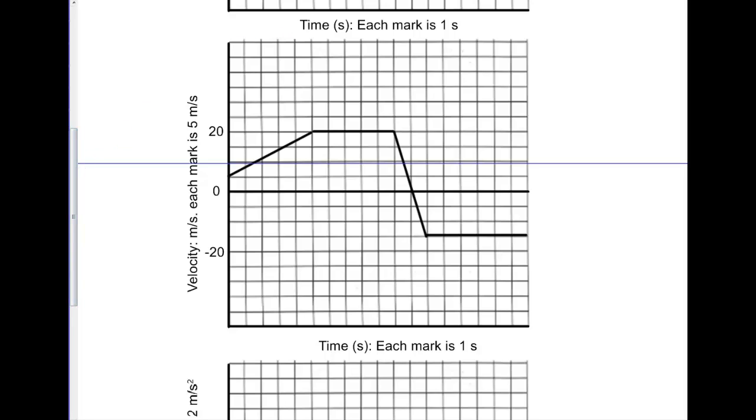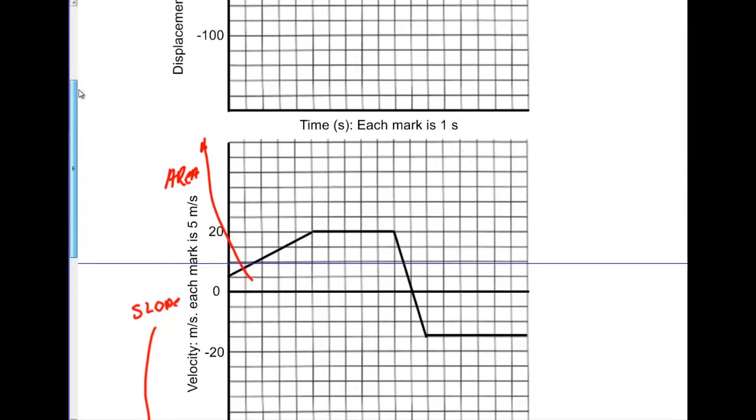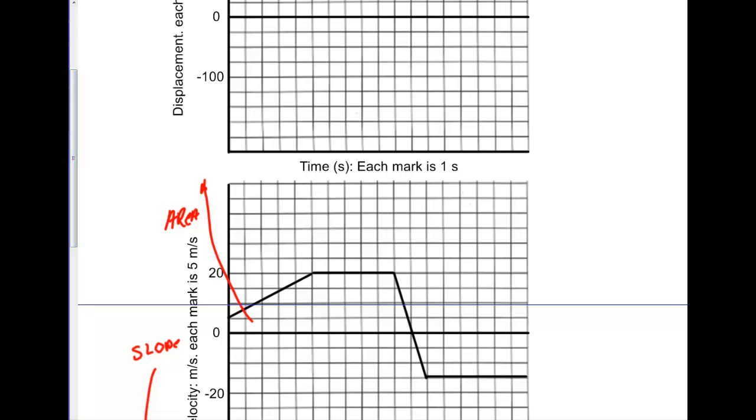So again, if you're looking to generate your acceleration, then you're going to use the slope of this to generate this. If you're looking to get your position, then you're going to look at the area under this to create your displacement. Make sure you know that. Now we're going to start generating some of this. Let me go ahead and take this out.